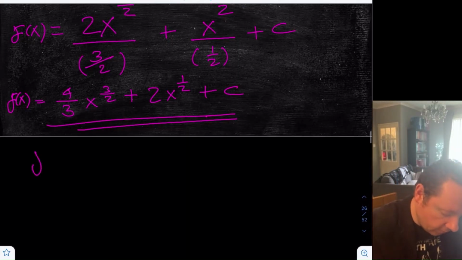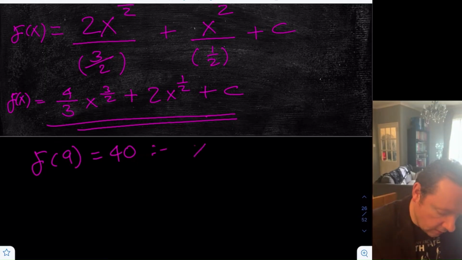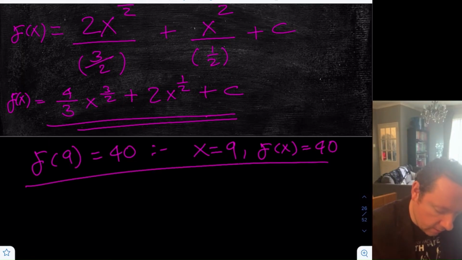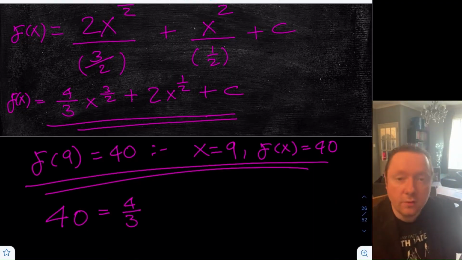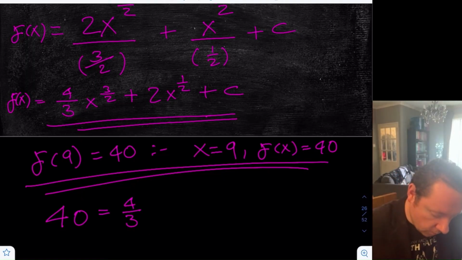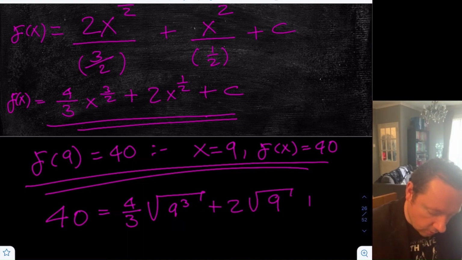So we know that f of 9 equals 40. In other words, that tells us that when x equals 9, f of x or y equals 40. We can just sub that in. So we get 40 for f of x equals 4 over 3. Now I'm going to change the x to the 3 halves to the square root of x cubed. So the square root of 9 cubed, and plus 2 times the square root of 9 plus c.